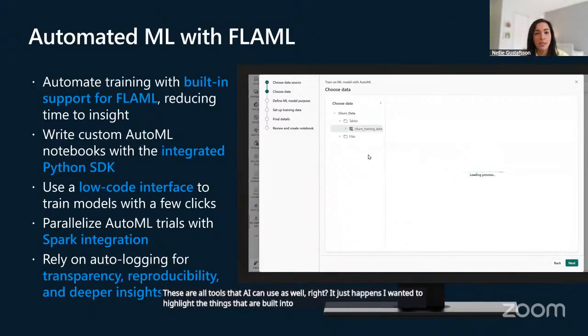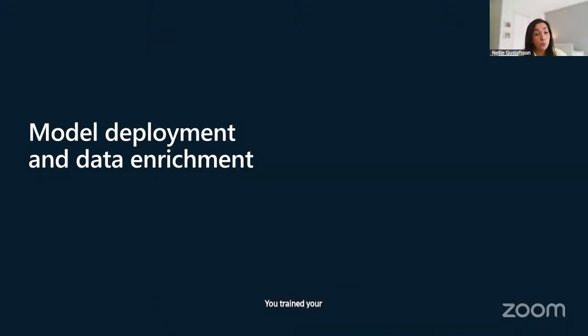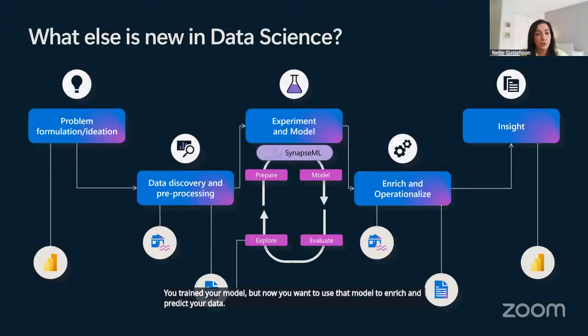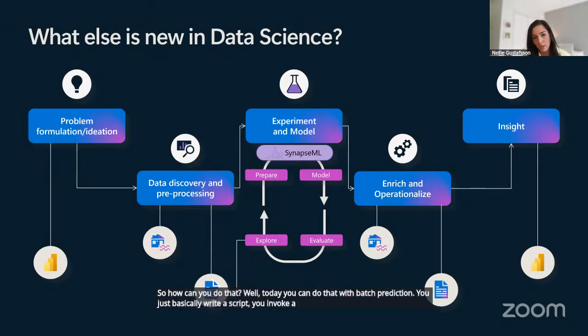All right. When it comes to model deployment and data enrichment, let's say you used AutoML and trained your model, but now you want to use that model to enrich and predict your data. How can you do that? Today you can do that with batch prediction. You basically write a script, you invoke a predict function, and it's going to run it.